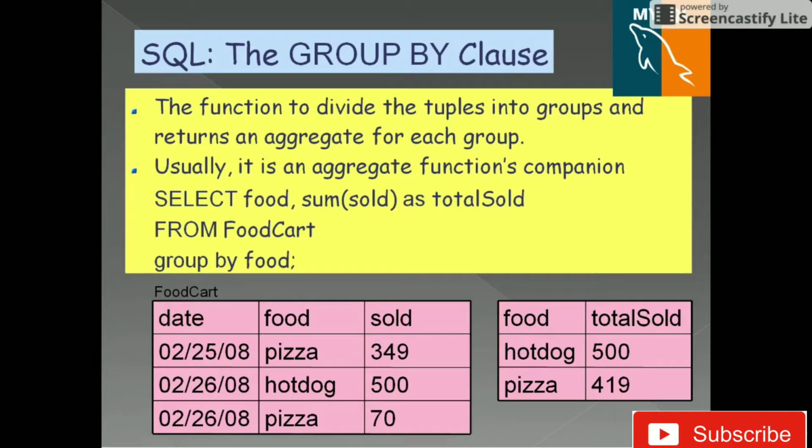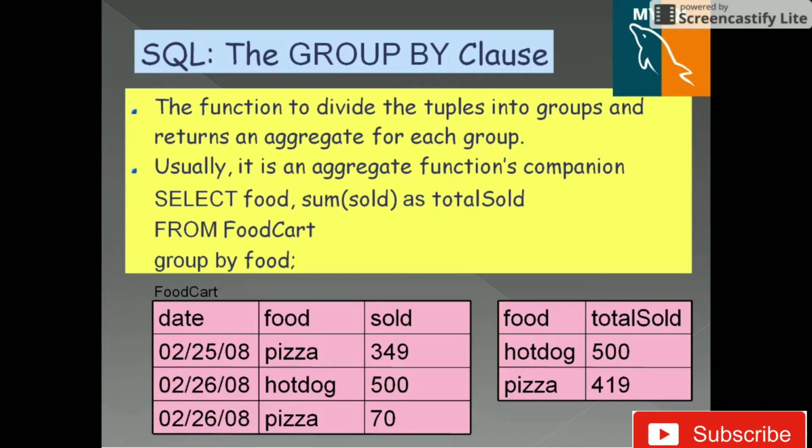We can group them and print the sum of each values based on food. So how we can do so? Just simply write the command select food, comma, sum. Sum is a method for summation of the value passed within the bracket. The sold, sum sold as total sold.